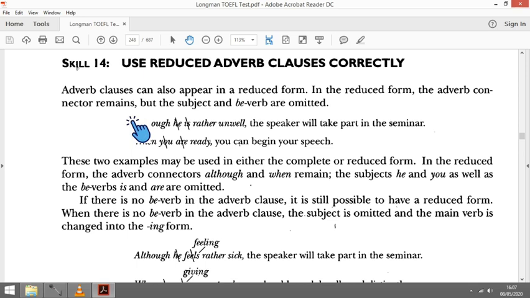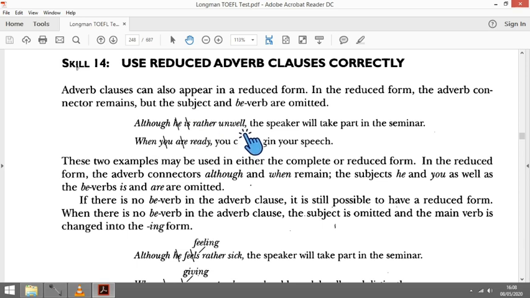For example: "Although he is rather unwell, the speaker will take part in the seminar." "Although" is the connector of the adverb clause, and then we have subject and verb. In an adjective clause there are only three connectors: who, which, and that. But in adverb clauses there are a lot. Later on we look at the conclusion. Here we reduce the subject and the verb to be: "Although rather unwell, the speaker will take part in the seminar."